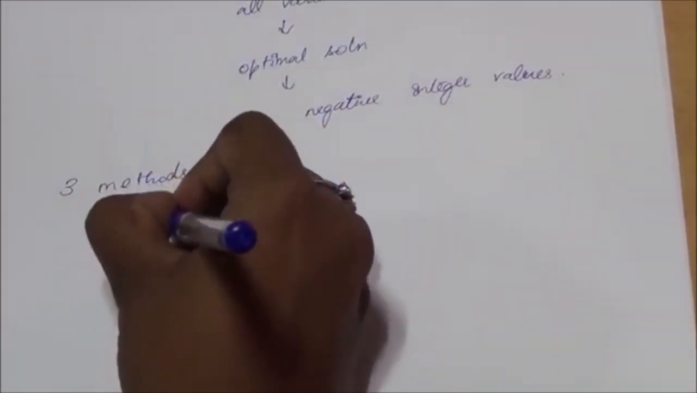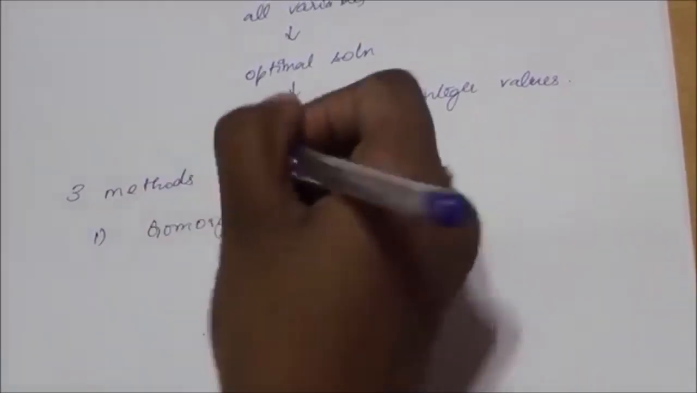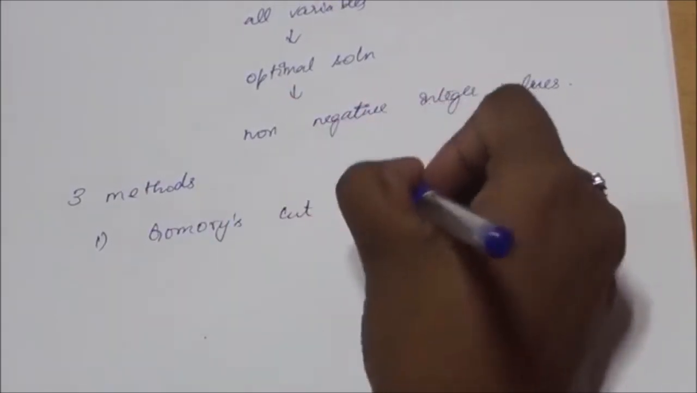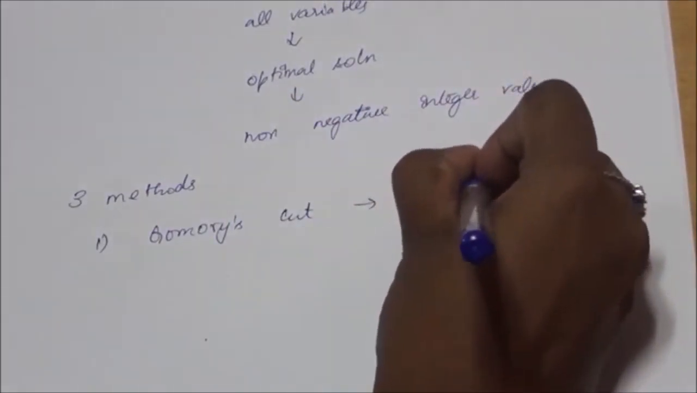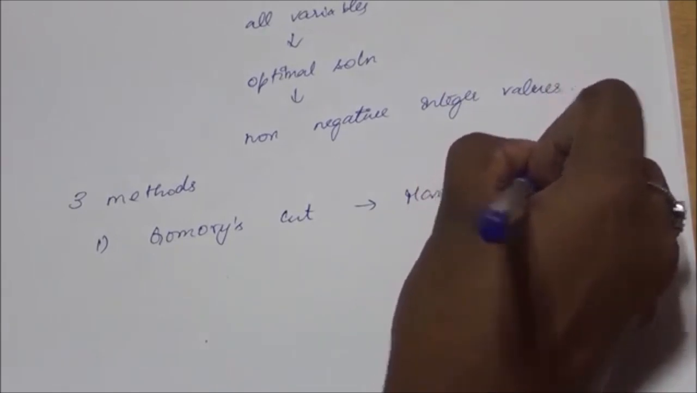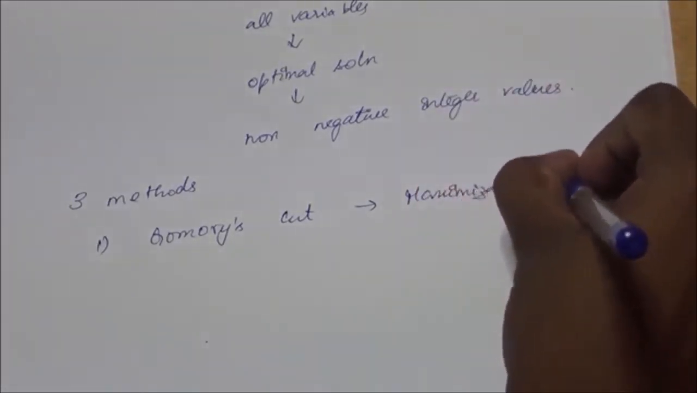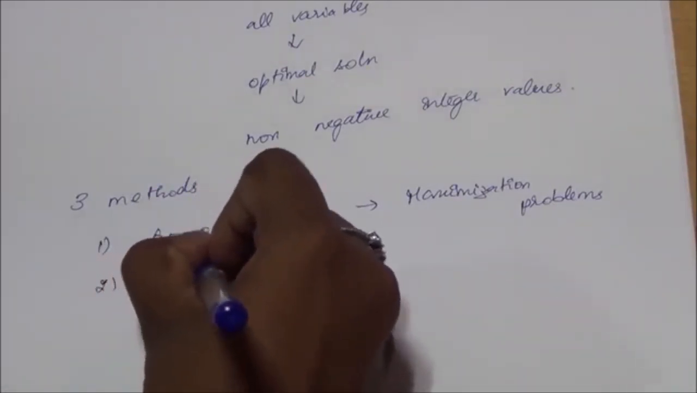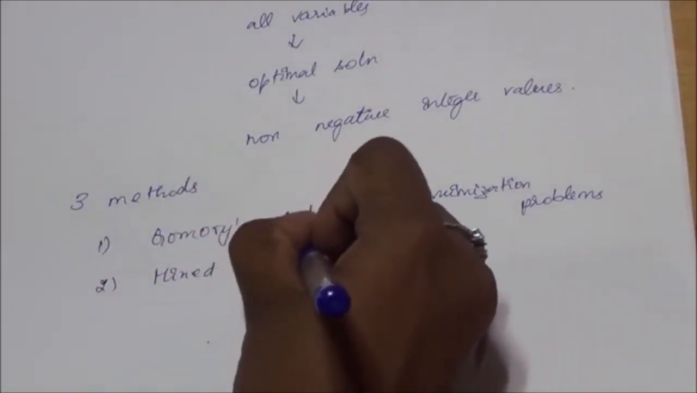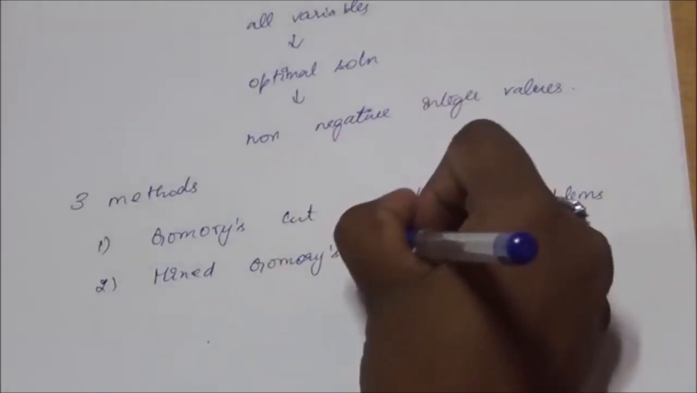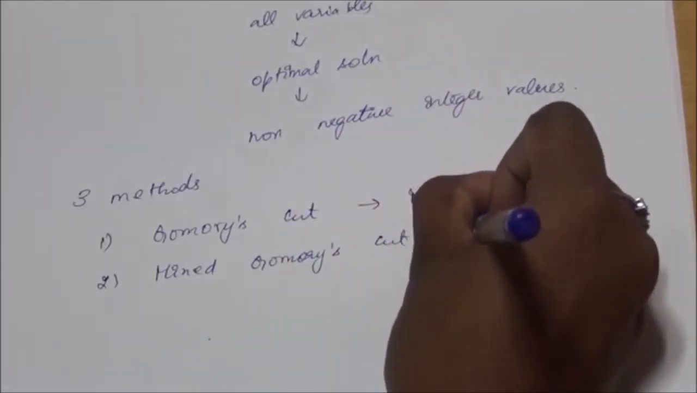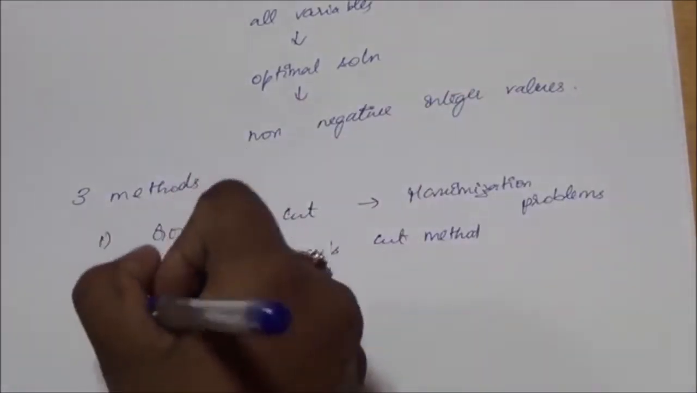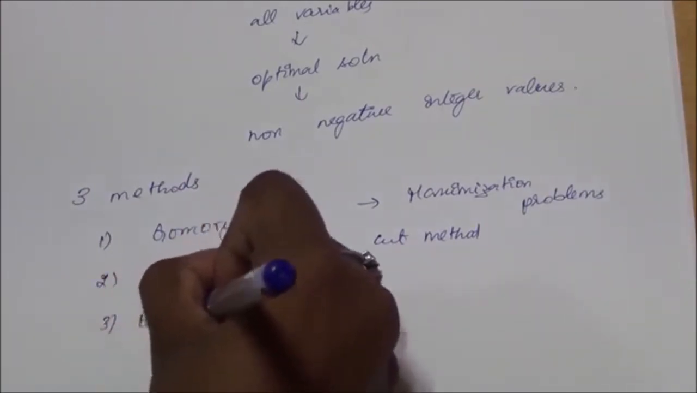First one is Gomory's cut method, which is applicable only for maximization problems. Second is the mixed Gomory's cut method. Third method is the branch and bound technique.